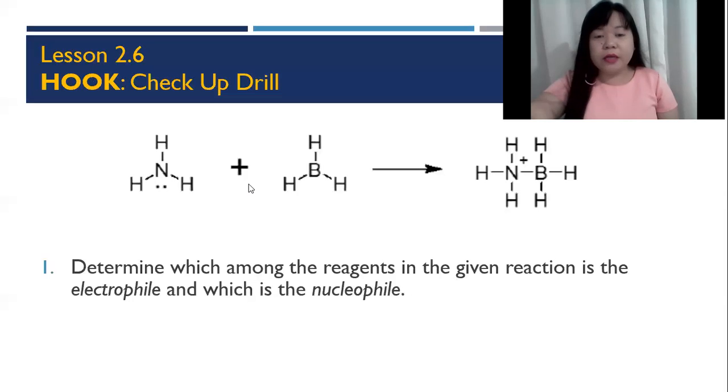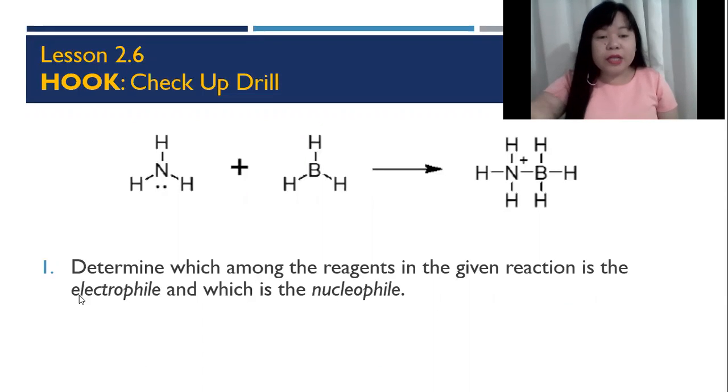NH3 or ammonia reacts with BH3 forming this compound. So we are asked to determine which among the reactants in the given reaction is the electrophile and which is the nucleophile. So recalling from the definitions of these terms, or simply from how we would like to remember them easier, an electrophile would be a structure that loves electrons. On the other hand, a nucleophile, something that is drawn to a positive charge.